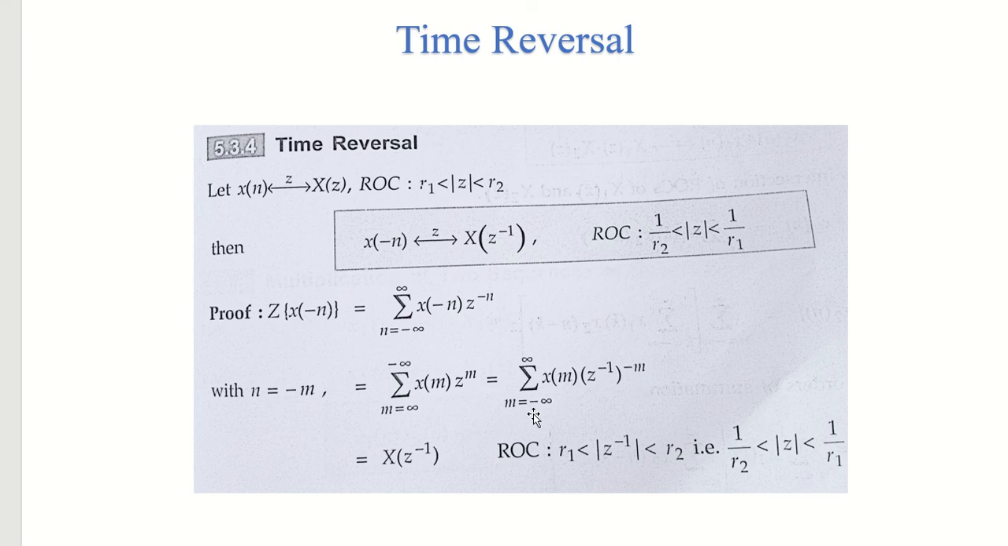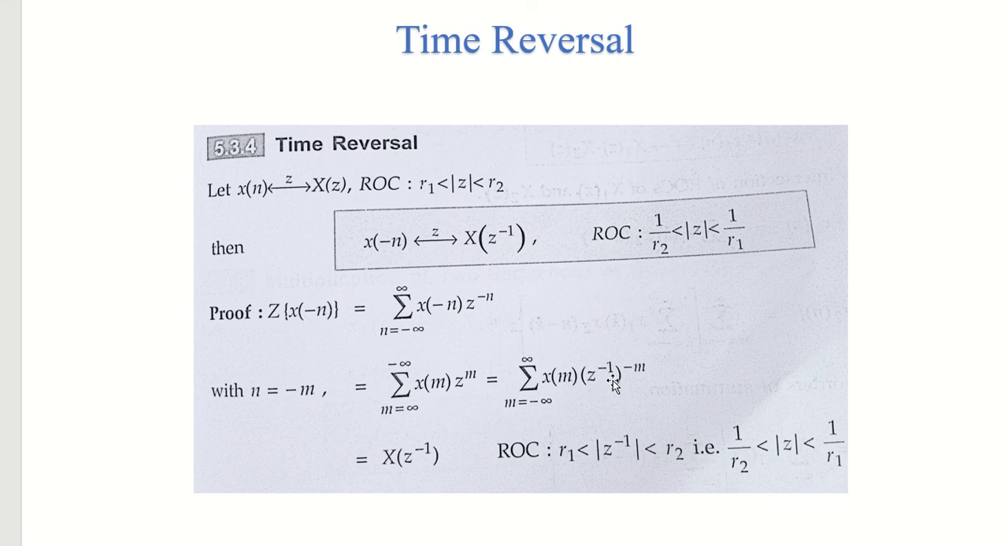So what will happen? To change this limit from infinity to minus infinity to minus infinity to infinity, we will simply change the limit with x of m z inverse into z raised to minus m. So see, we are not making any changes in z as well, right? Now see this, isn't it the z transform of z inverse, right?